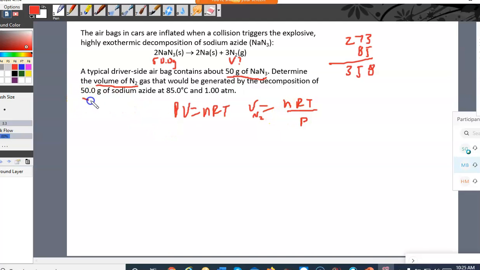Well, I'm given the mass of sodium azide. I need the moles of nitrogen. All right, so I'm going to use the balanced equation and the 50 grams and the stoichiometry to figure that out. So you start with 50 grams of sodium azide. All right, and then I find the mass of sodium azide, which is, let's see, 23 plus 28 plus 14. I get 65 grams.